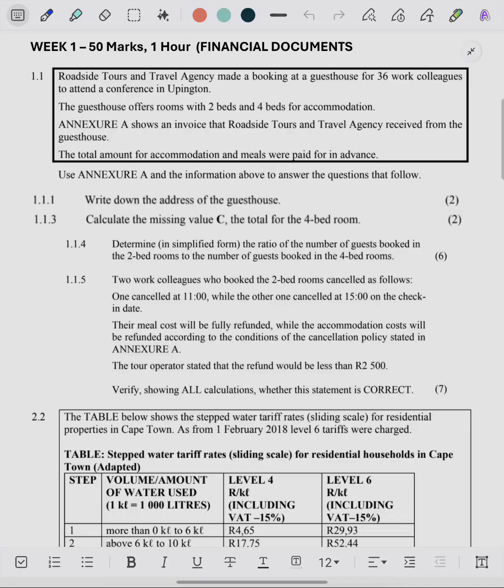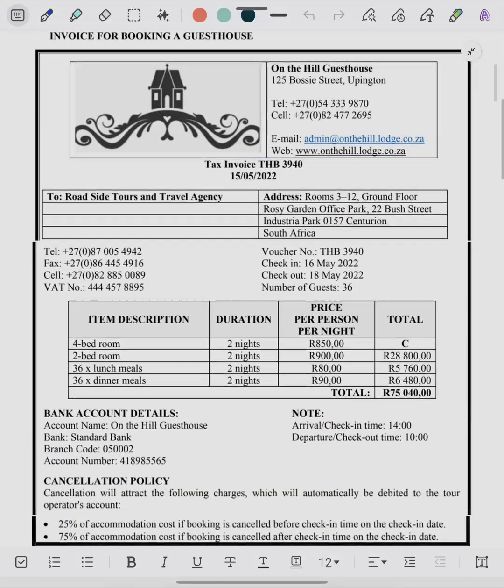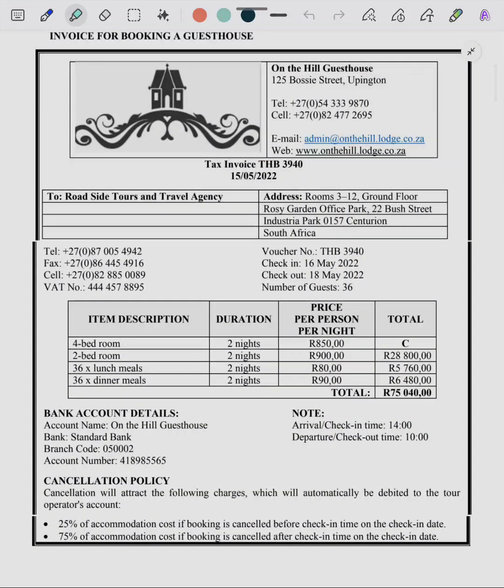So the first question was the address of the guest house. If we just look at the guest house over here, we're going to be looking at the address relating to the guest house. So that's at the top, and it's there at Bossy Street in Uppington. This address further down is the address of the company, Roadside Tours and Travel. So just be careful not to confuse which address we're looking at.